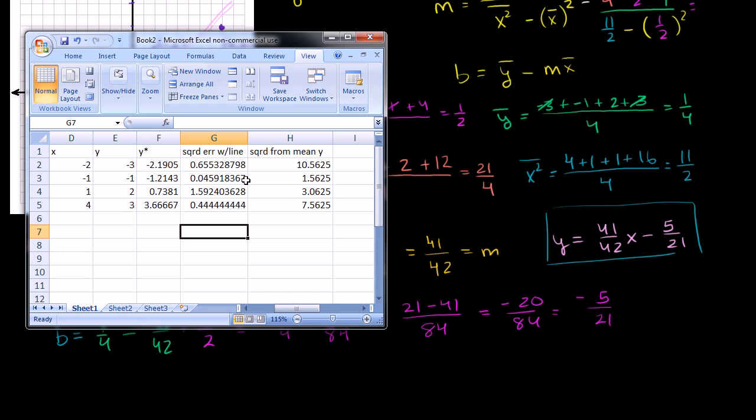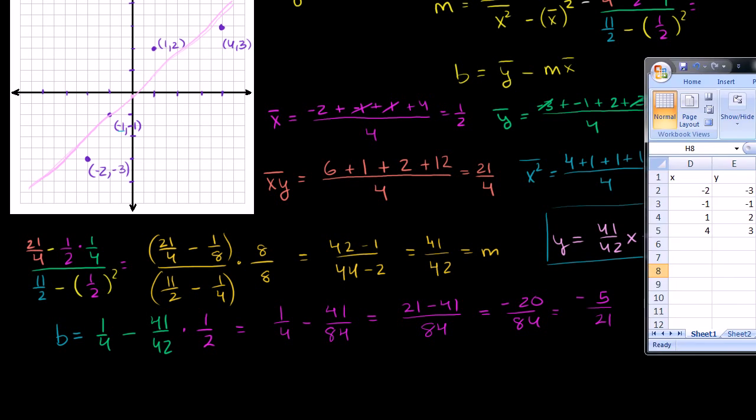So what is the total squared error with the line? So let me just sum this up. The total squared error with the line is 2.73. And then the total variation from the mean, the squared distances from the mean of the y, is 22.75. So let me be very clear what this is.